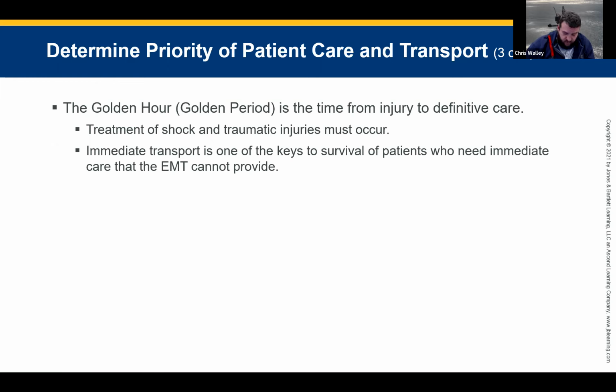they only have a short window to receive that care before things start happening. Like a stroke, we have the golden hour. We have certain times, from the time the stroke starts to the time that they can receive that clot buster medication, can be up to so long. After that time, they don't get that.